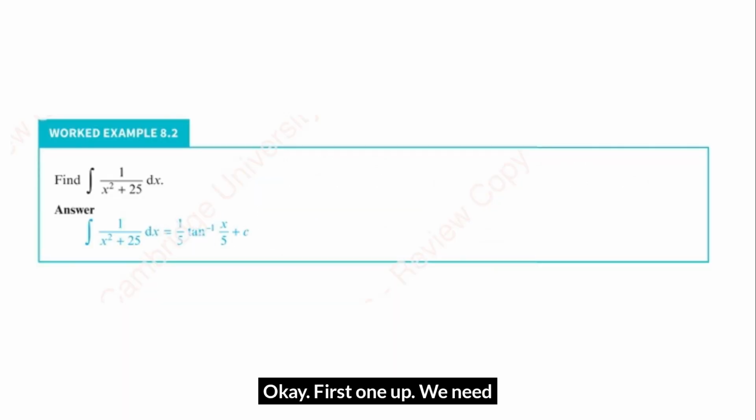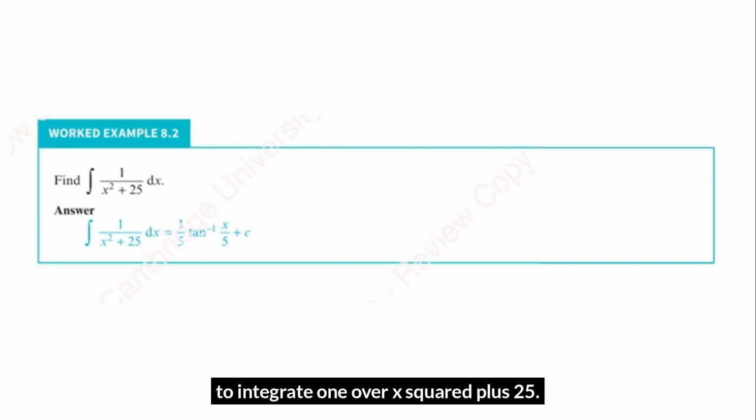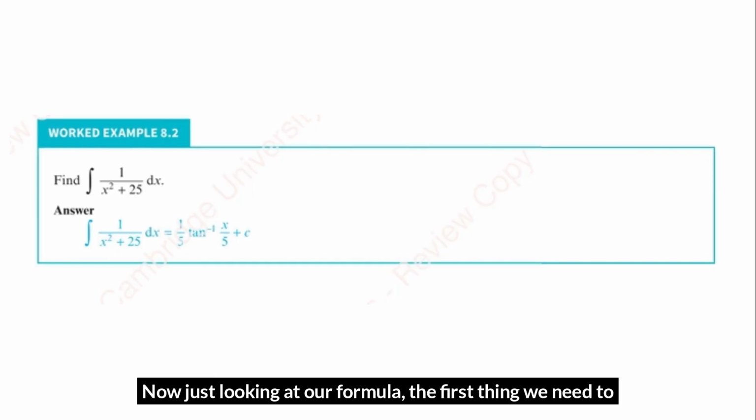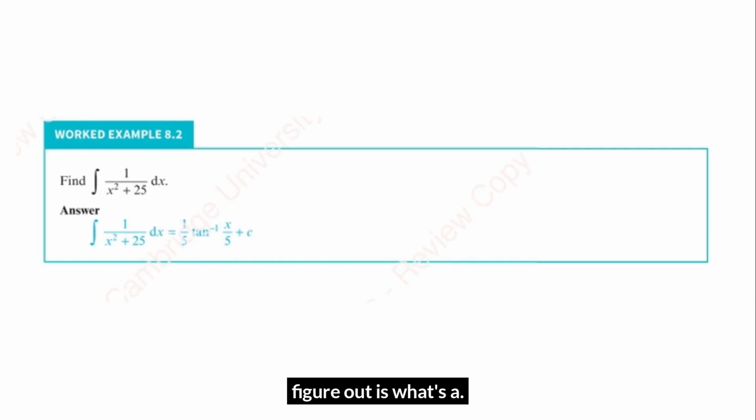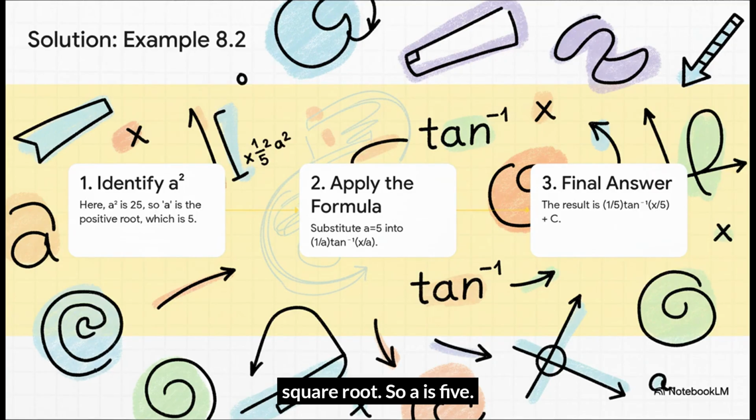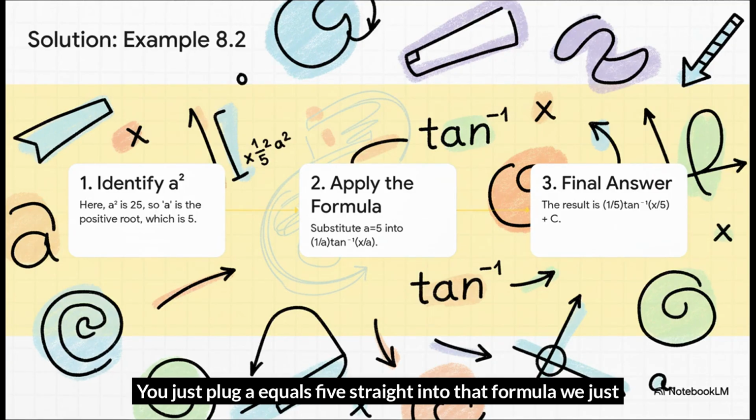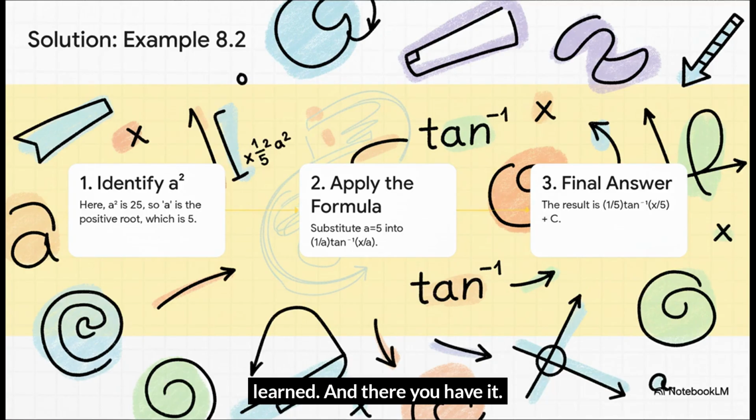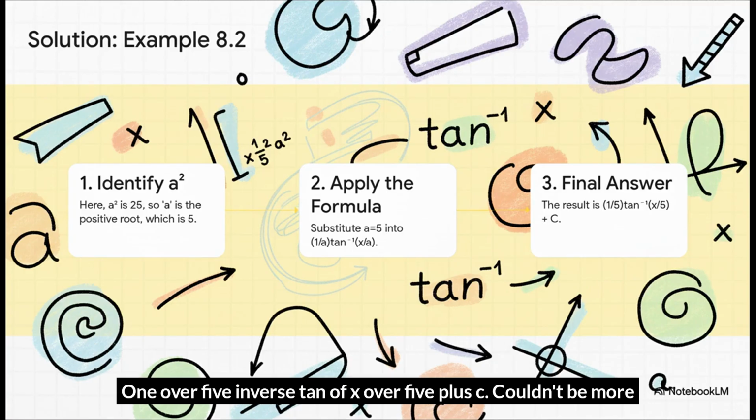Okay, first one up. We need to integrate 1 over x squared plus 25. Now, just looking at our formula, the first thing we need to figure out is, what's a? What do you think? Well, if you said 5, you're spot on. See, a squared is 25, and we always just take the positive square root, so a is 5. And once you have that, the rest is easy. You just plug a equals 5 straight into that formula we just learned. And there you have it, 1 over 5 inverse tan of x over 5 plus c.